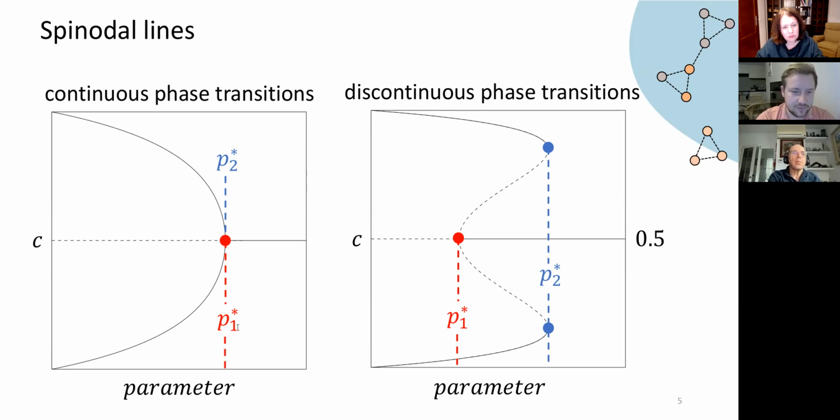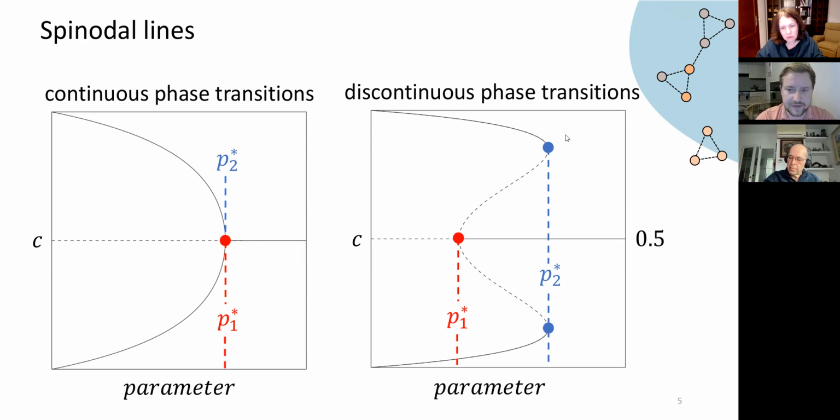One is P1 star, the lower spinodal line, which shows the place at which the disordered phase changes from unstable to stable. And the upper spinodal line is the line at which, for the discontinuous phase transition, the jump of the concentration, the order parameter, appears. In the continuous case, these two points are equal to each other, and in the discontinuous case, they can differ.